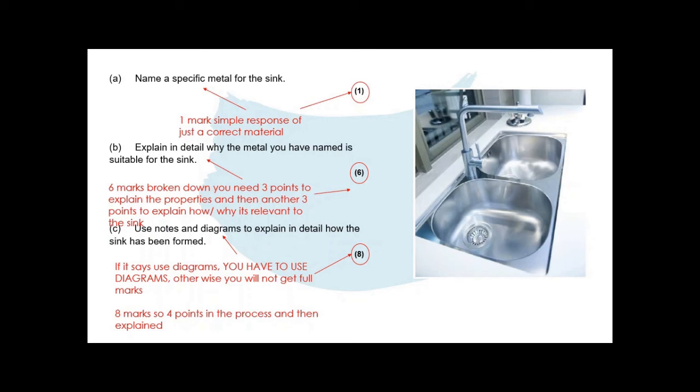If you were to just do bullet points and explain it, you get some marks, but if it specifically says use diagrams, you've got to make sure that you use them. So 8 marks in total, so realistically that's 4 points, and then explain it as well gets you your 8 marks. So a point for bringing something up that's relevant, and a point for explaining it.